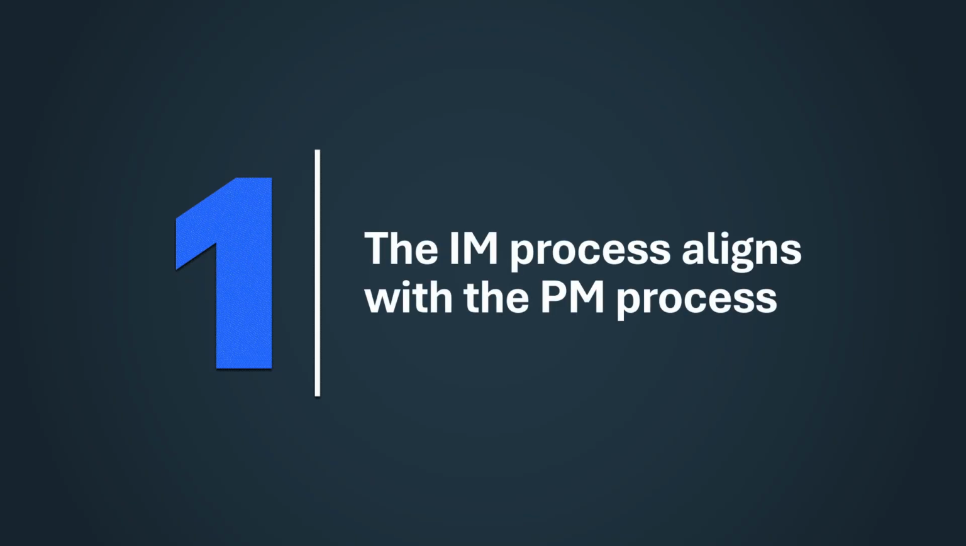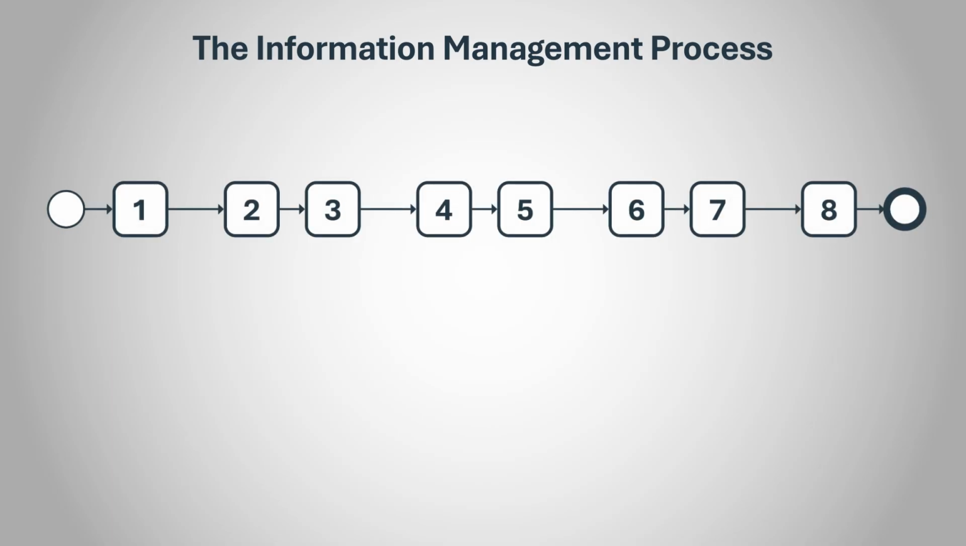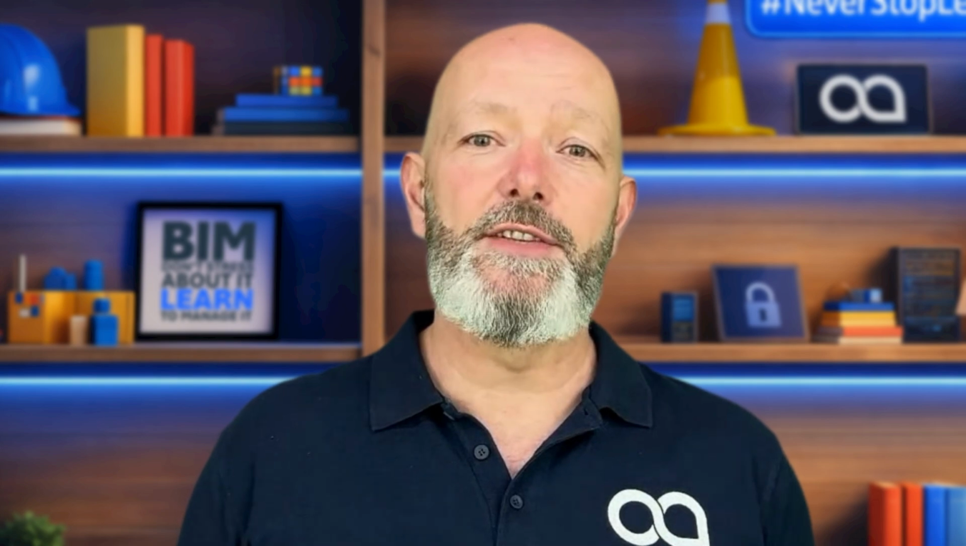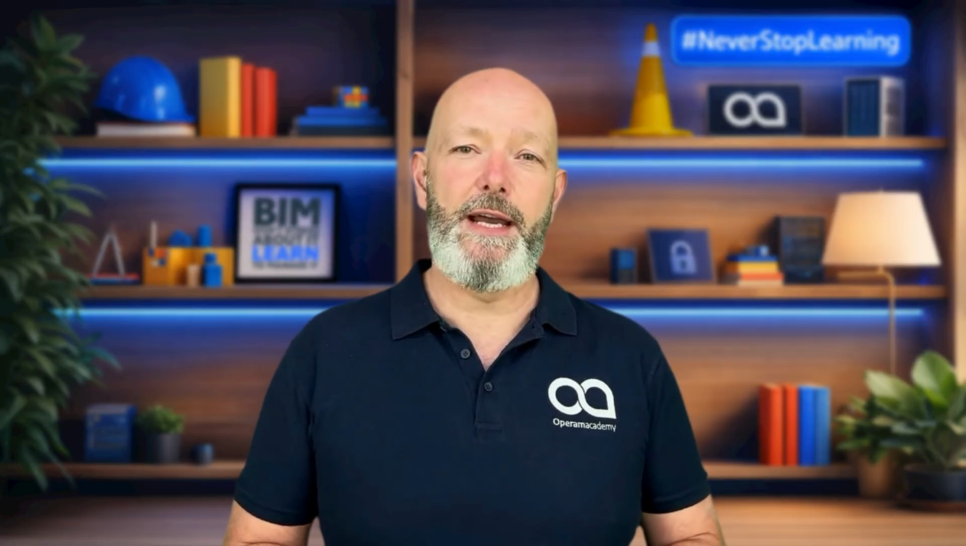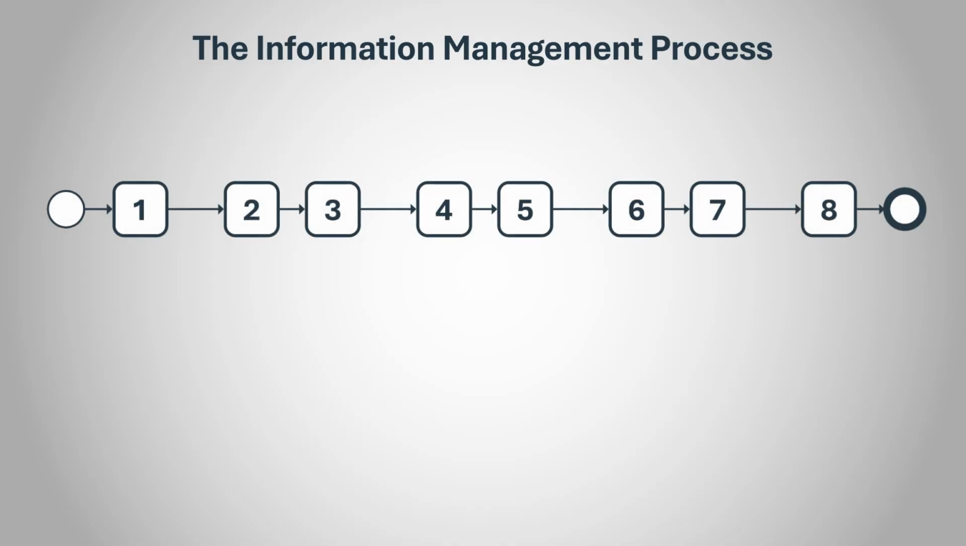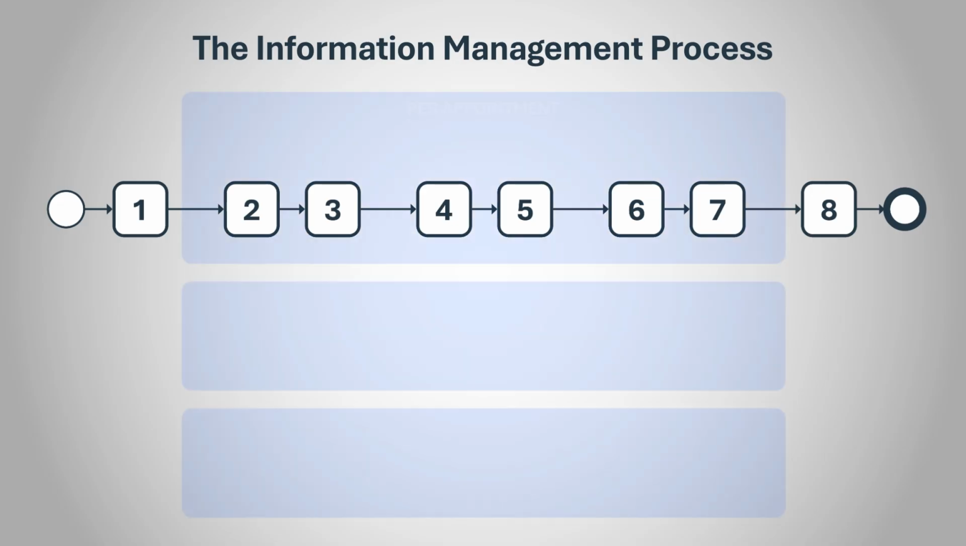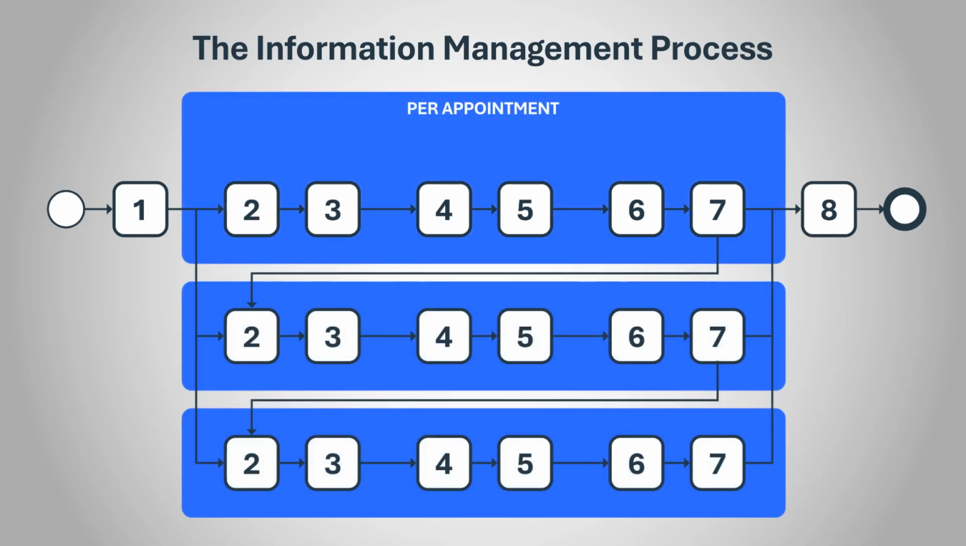And at number 1, the most common myth is that the IM process aligns with the PM process. The information management process may look like a linear process, but I've seen too many failed attempts to align it with the project management process. There are several reasons why they are different, but the main reason is that steps 2 to 7 of the IM process are repeated for each appointment, which means it looks more like this.